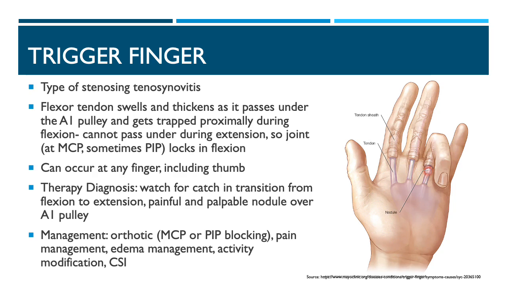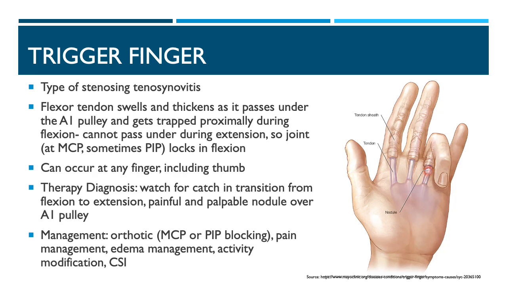And there's a few different grades of trigger finger. It might just be painful. It might actually trigger, but they can extend it on their own. Grade 3 is where it triggers, so it gets stuck, but using their other hand, they can pull it back. Grade 4 is where it gets stuck, and then no matter how much they pull, they can't get it to extend all the way.